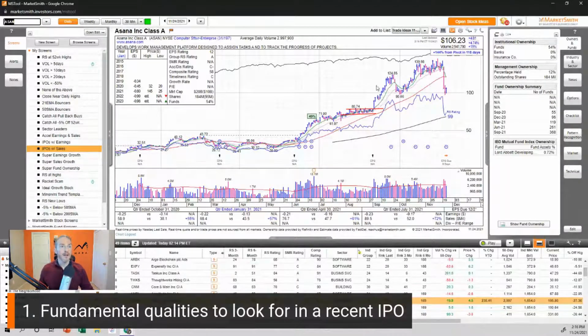So those are the basic fundamentals that I'm looking for in an IPO. The earnings and the sales, I wanted to have those main things. There's other things too that I'll evaluate all stocks by, but for recent IPOs, that's basically it. Give me earnings, give me sales, and if it has both of them, even better.